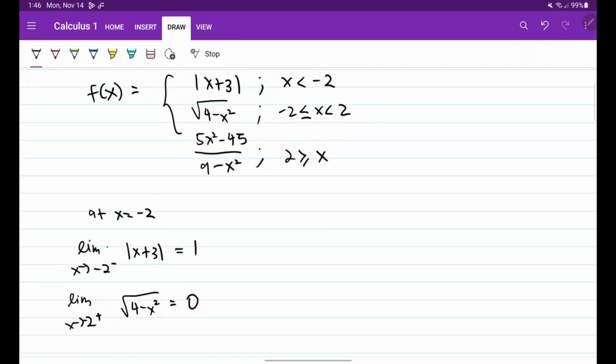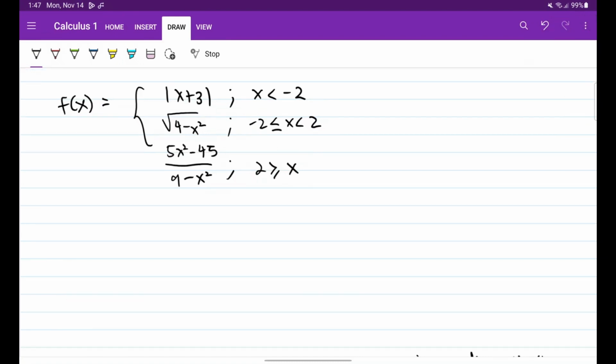So since we have the limit from the left side equal to 1 and the limit from the right side equal to 0, then we have a jump discontinuity at x equals -2. Okay? So let's check now at x equals 2.